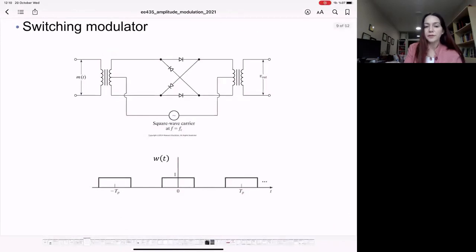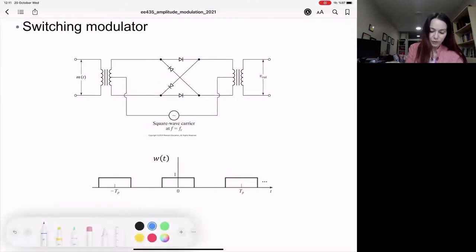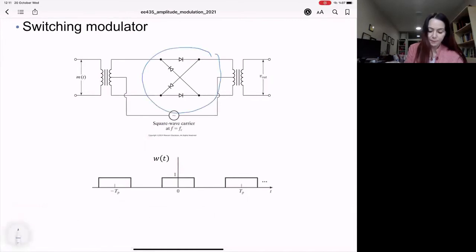Another idea, rather than using a direct mixer, is a switching modulator, which is a circuit that is composed of this bank of diodes, which serves to allow the message signal to be periodically on or off when we feed the circuit with such a square wave.